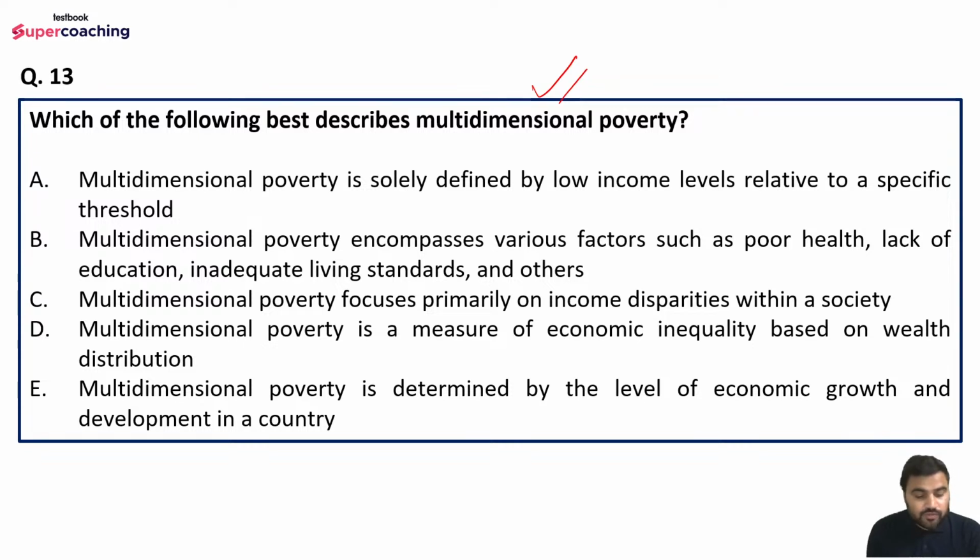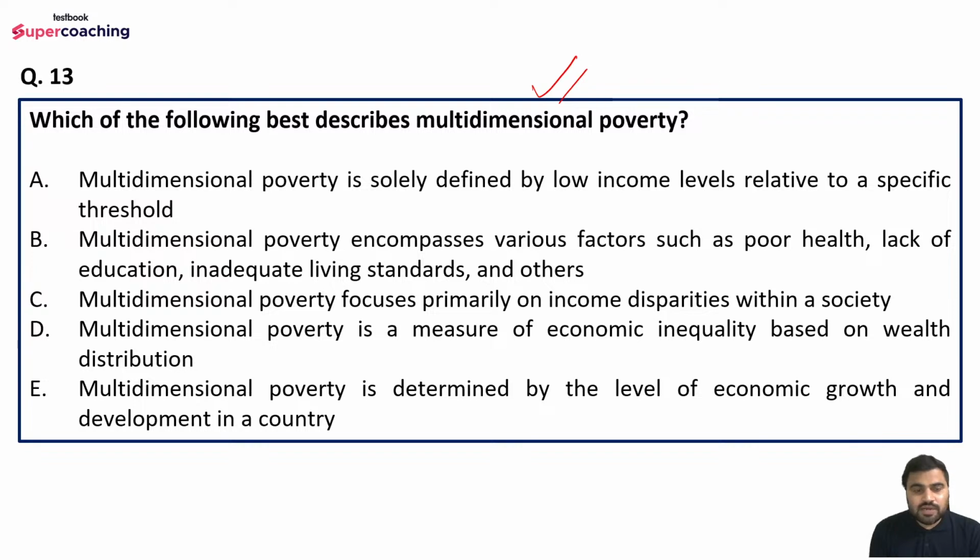बताइए, which of the following best describes multidimensional poverty? Options are: A, multidimensional poverty is solely defined by low income levels relative to a specific threshold. B, multidimensional poverty encompasses various factors such as poor health, lack of education, inadequate living standards, and others.